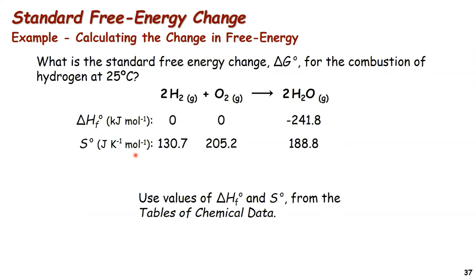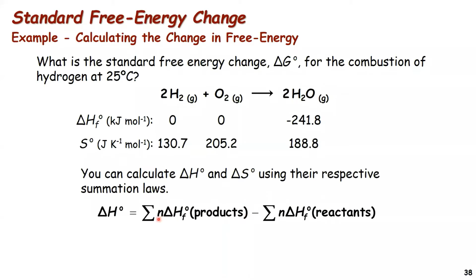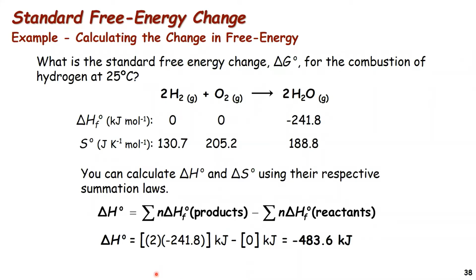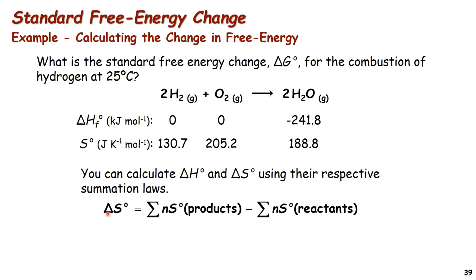Okay, now that we've looked up all of them, we're just going to use the summation laws for the enthalpy change and the entropy change. So for the enthalpy change, it looks like this. We would plug in our values. There's the 2 moles of our gaseous water at negative 241.8. Again, the moles cancel, so that'll just have units of kilojoules. And these are both 0, so that's just going to be minus 0. So the enthalpy change is just negative 483.6 kilojoules. We'll use the summation law for the change in entropy.